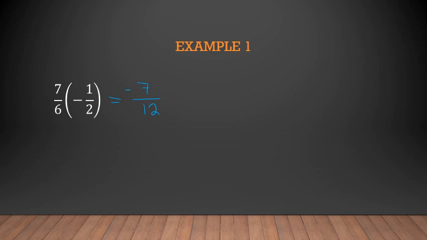Now nothing will go into both 7 and 12, at least not the same thing, because only 1 and 7 will go into 7, and only 1 will go into 12. Since 1 won't simplify my fraction, I'm going to leave it alone.